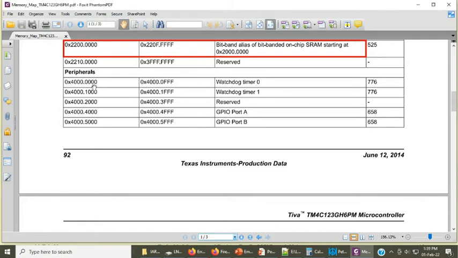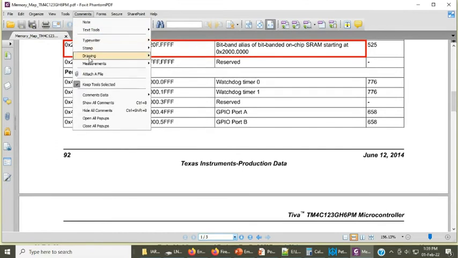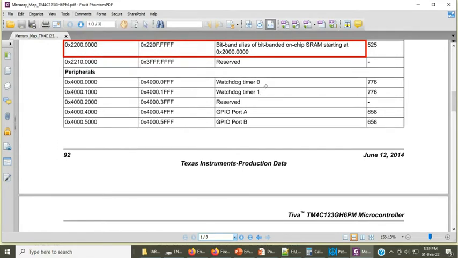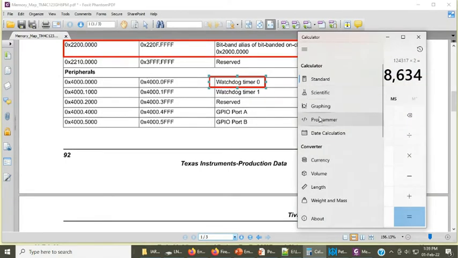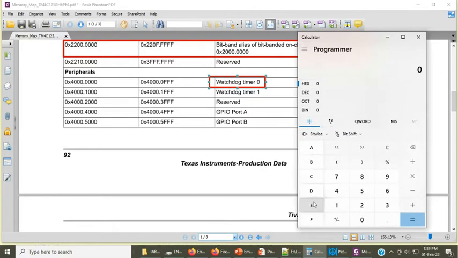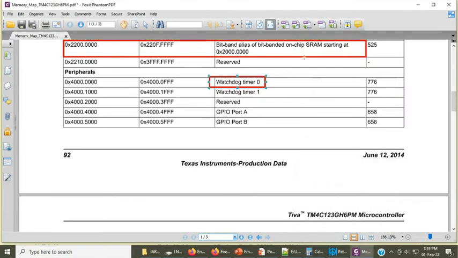If suppose someone asks you how many registers are dedicated for watchdog timer, what is the answer? How much memory is reserved for watchdog timer? Can you see the screen? Yes, sir. What is the range of memory? I told you in the last class also, please keep this kind of calculator always with you. FFF. How much? 4 KB. Can you tell me why one particular watchdog timer is taking 4 KB?